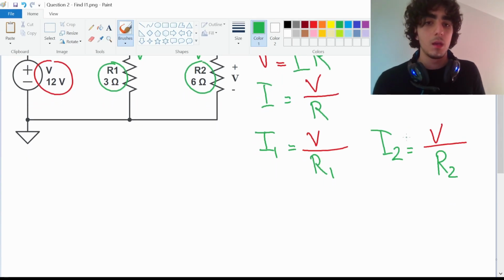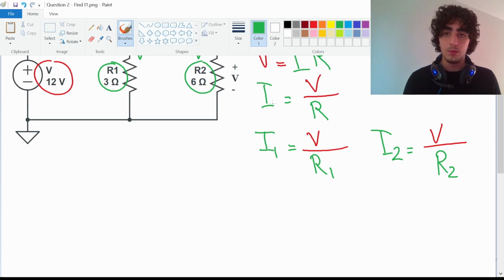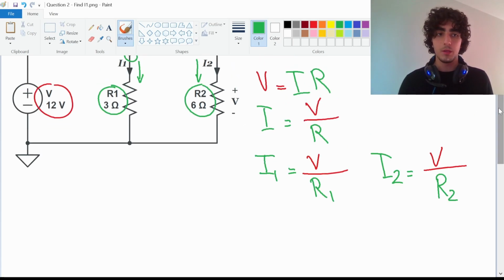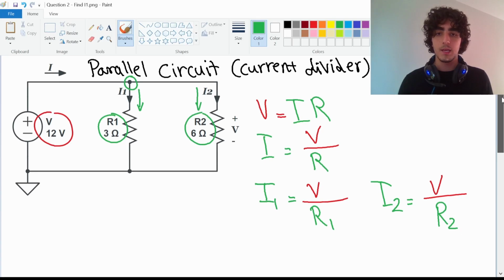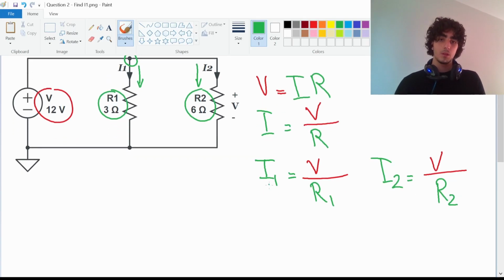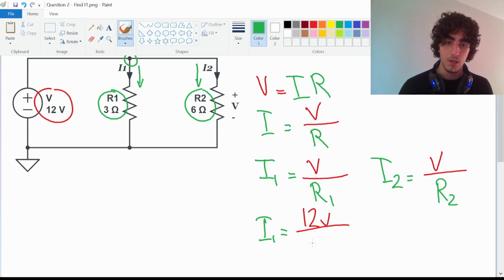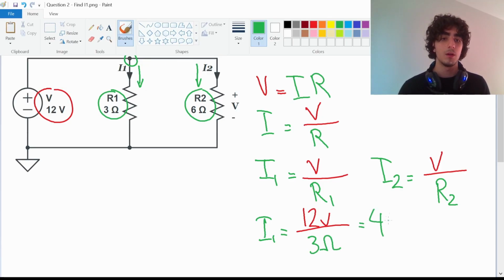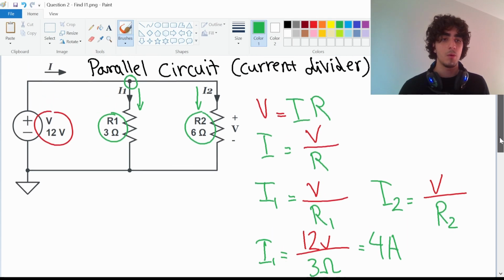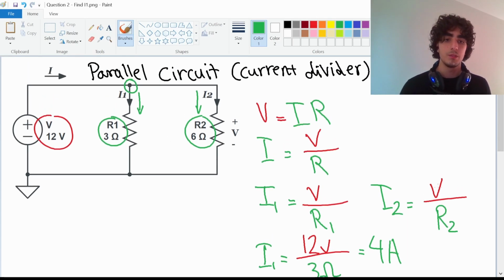So this is actually a very simple problem. We can just plug in the values that we've been given up here and solve for each one. So if I say I1 is equal to, I have a voltage source of 12 volts divided by, and I have 3 ohms for my resistor 1. So that'll be 3 ohms. So this will equal 4 amps. So the current going through resistor 1 is going to be 4 amps. So current 1 is 4 amps.